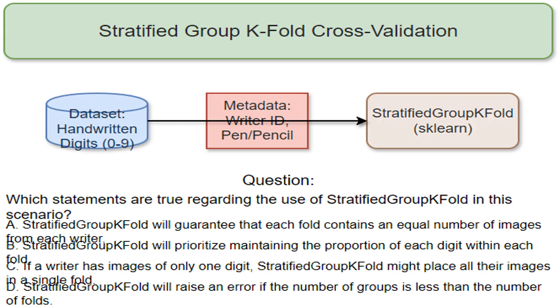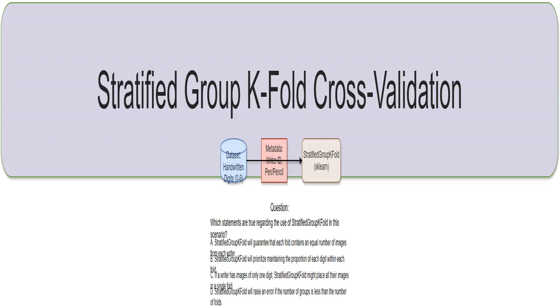I have a collection of images of handwritten digits, ranging from 0 to 9. Each image is labeled with its corresponding digit. Think of it like a massive photo album of handwritten numbers. Along with the images, I have extra information, such as the ID of the person who wrote the digit, and whether they used a pen or a pencil. It's like adding extra details to the photo album: who took the picture and what tools they used.